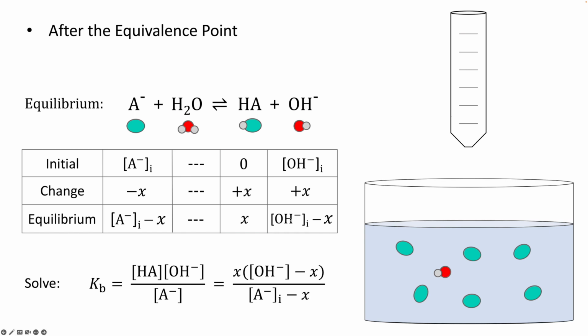And so basically, no pun intended, that ends up dominating the pH. And so we calculate pOH from this equation, but we can use this approximation. And from pOH, of course, we can get pH at any point after the equivalence point.